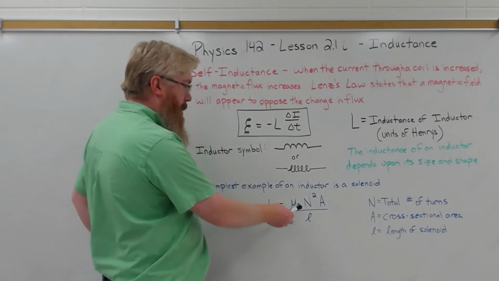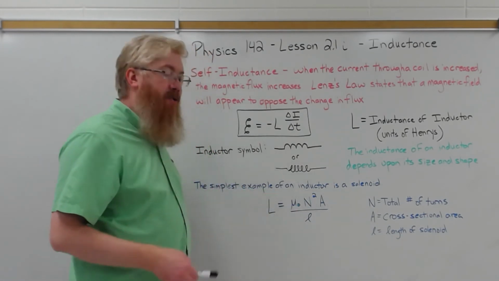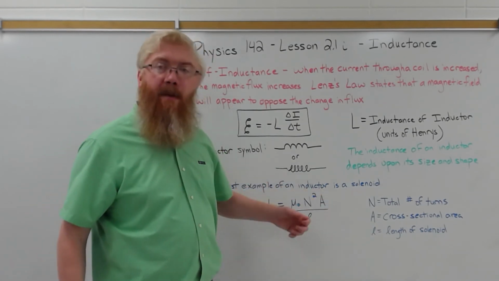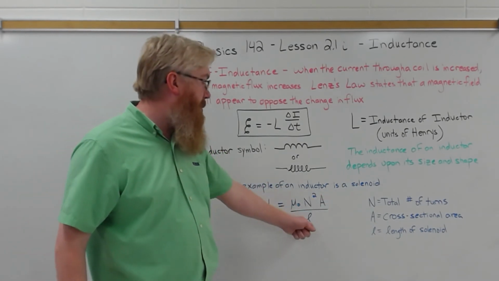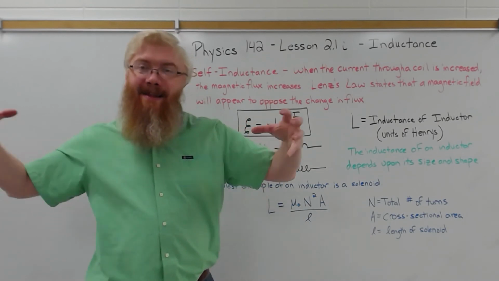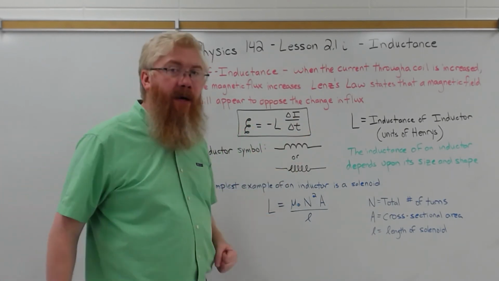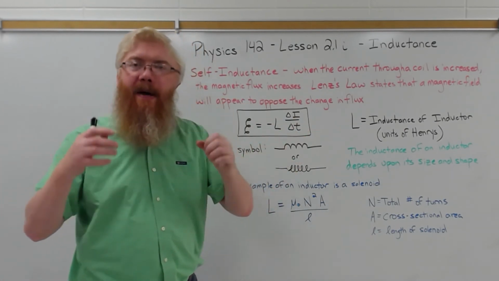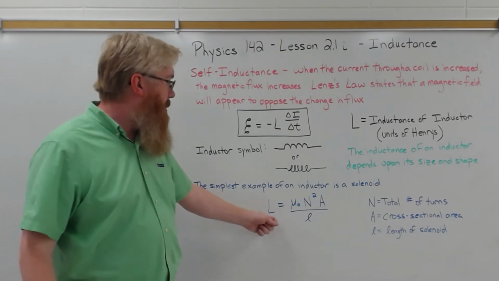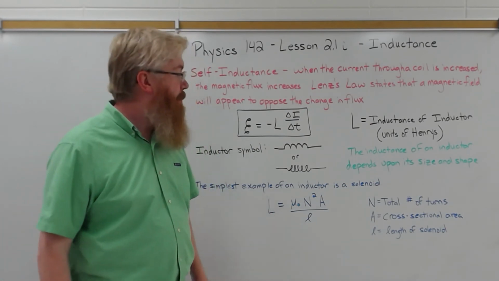So a lot of windings means it's a strong inductor. A big cross-sectional area means it's a strong inductor. A large length means that it's a weaker inductor. So you need a lot of tightly packed coils in a small space to increase the inductance.